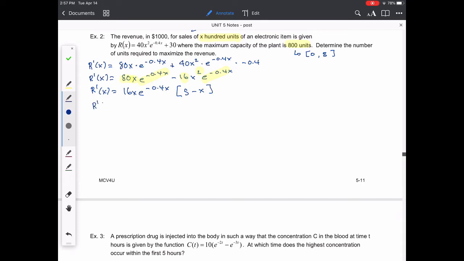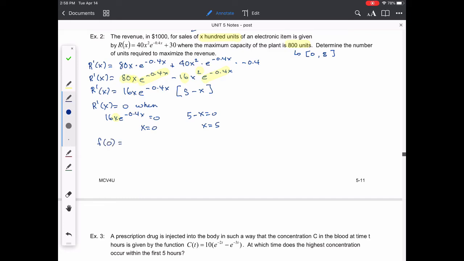We know that r prime of x is equal to 0 when we have 16x e to the negative 0.4x equal to 0. The exponent never goes to 0, it makes the base go to 0, so that's not going to be the solution. But the x on this part over here can be 0, so this is going to be the case when x is equal to 0. On the other side, we have 5 minus x is equal to 0, or x is just simply equal to 5.